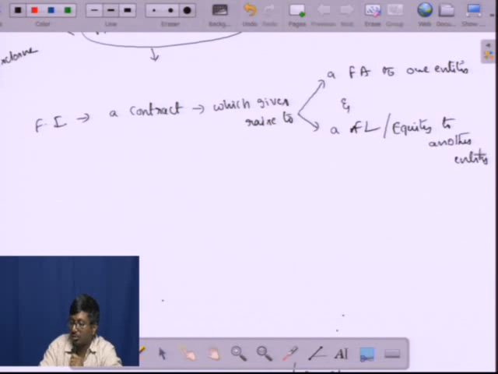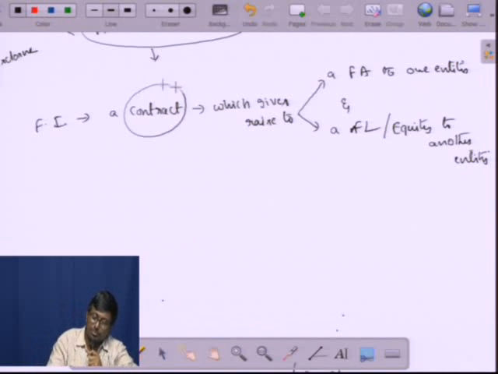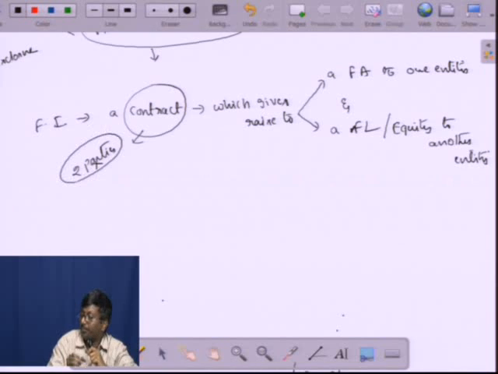We should discuss a little bit. Concentrate. A financial instrument is a contract first. So it is a contract, which means a basic understanding also. Contract means a minimum of two parties will be there.